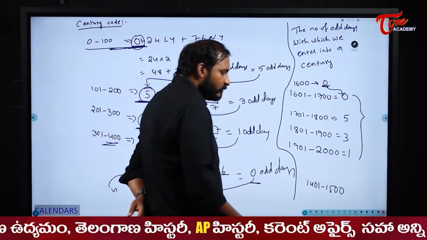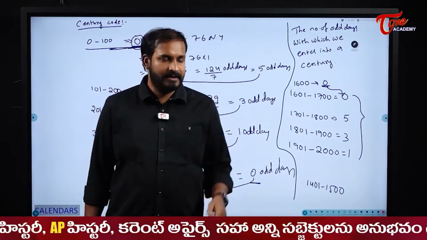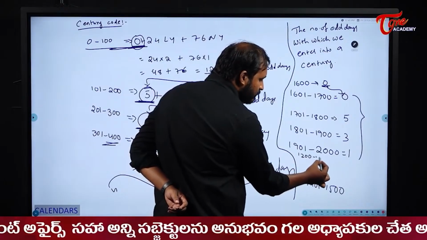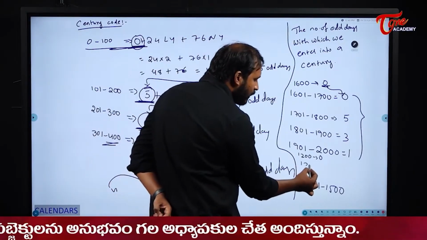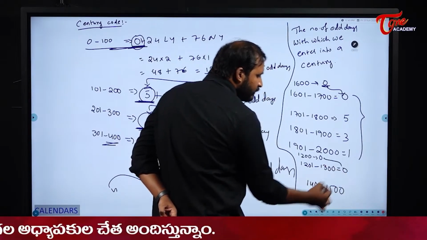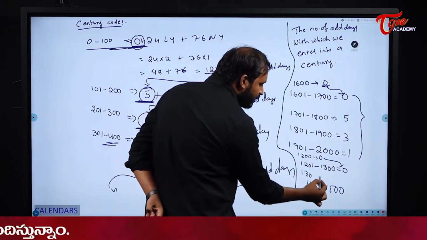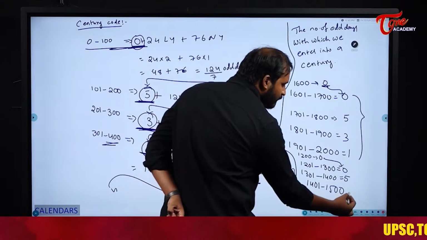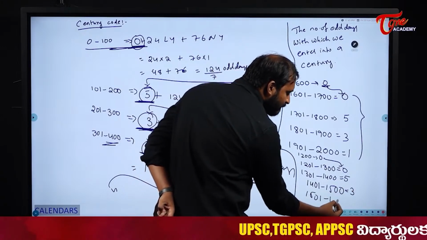So what should I do? I should check the first perfect century leap year before that. What is it? 1200. That means at 1200 my odd days will become what? 0. So the code for 1201 to 1300 will become what? This 0. Please be careful. And then 1301 to 1400 will become 5. Next, 1401 to 1500 will become 3. So 1501 to 1600 it will become 1.